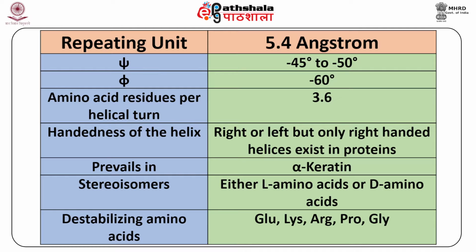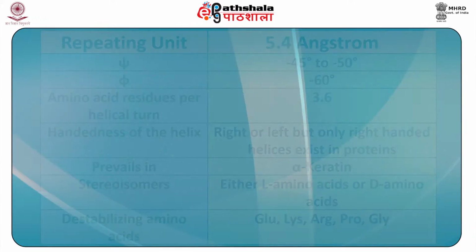It can be left-handed or right-handed, but remember right-handed helices exist in proteins. So we are going to call it an alpha keratin. Now the stereoisomers which exist can be either L amino acids or the D amino acids. One of the destabilizing amino acids which destabilize the alpha helix are the highly charged ones, glutamate, lysine, arginine, proline and glycine also destabilize the alpha helix.